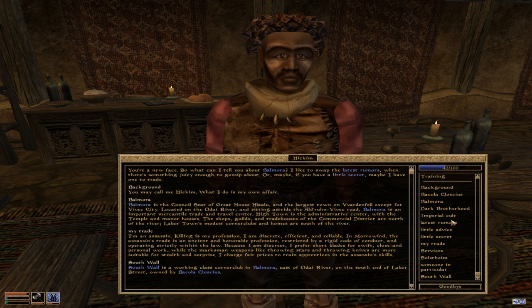South Wall is a working class corner club in Balmora, east of the Odai River and at the south end of Labor Street, owned by Bacola Closius.